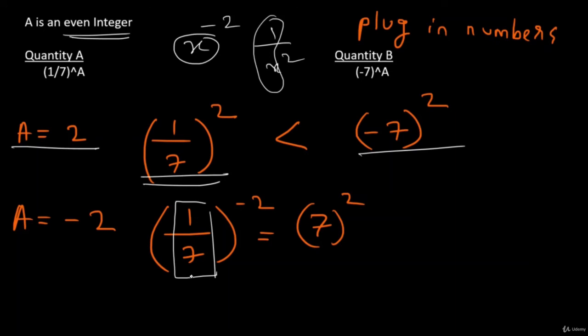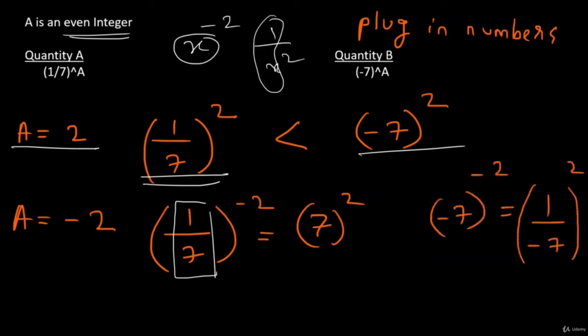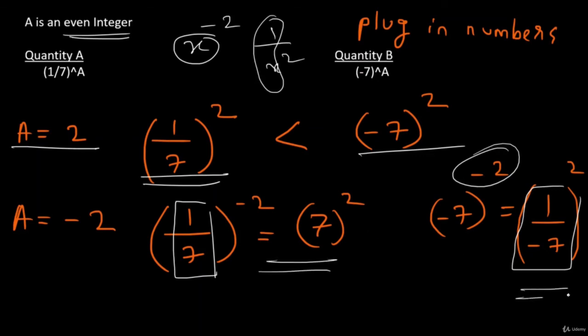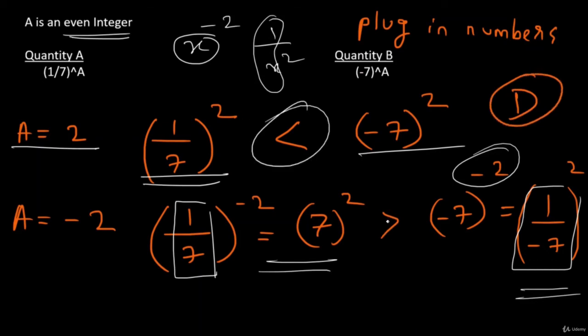So 1 by 7 to the power minus 2 is equal to 7 to the power 2, and minus 7 to the power minus 2 will be equal to 1 by minus 7 to the power 2, because this is minus 2, right? So again, you have to take the inverse and you raise it to the power 2. Now you're comparing these two numbers. So this over here is 49 and this is a fraction. So the relationship is changing, right? So over here it was less than, over here it is greater than, and hence the correct answer to this question is option D.